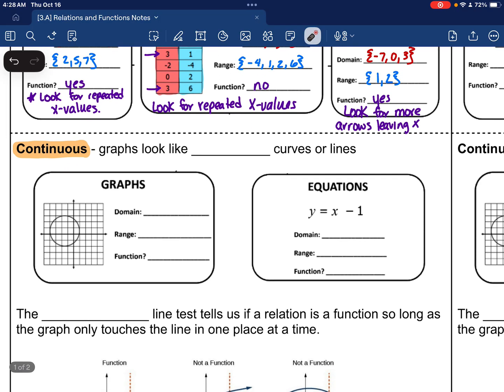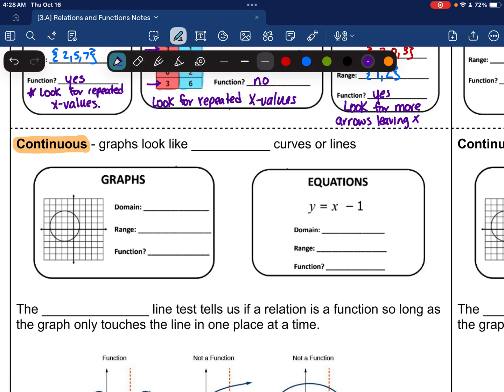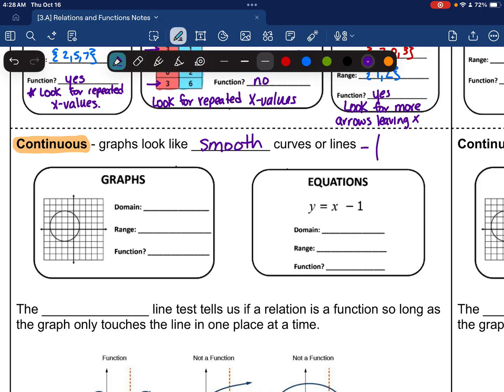Now the other type of function is called continuous. So continuous graphs look like smooth curves or lines. Like, if I were to try to draw it, what I'm saying is you wouldn't pick up the pencil to draw it.